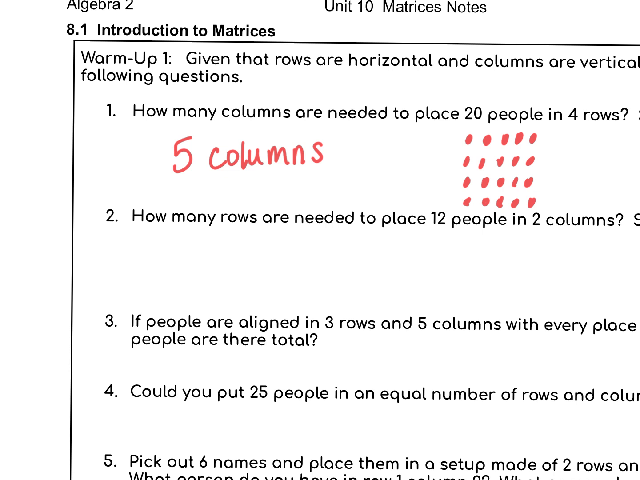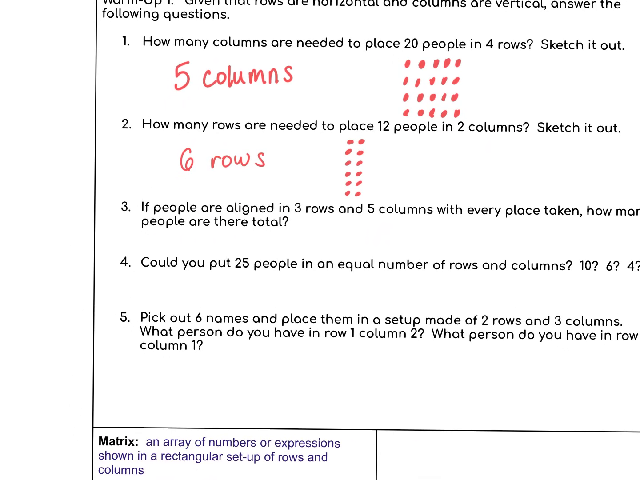Okay, and then the next question asked me, how many rows are needed to place 12 people in 2 columns? What do we think? 6. 6 rows, okay, 2 columns. So again, rows are horizontal, columns are vertical. Okay, that gives me 12 total.